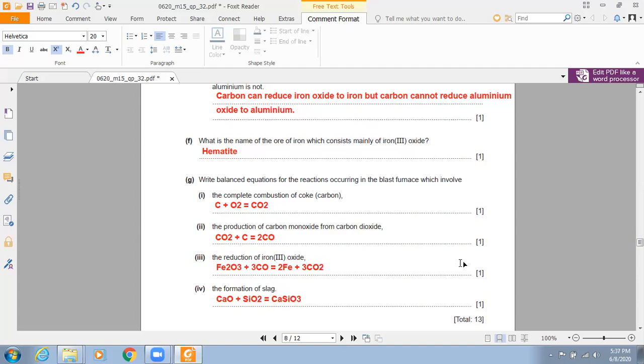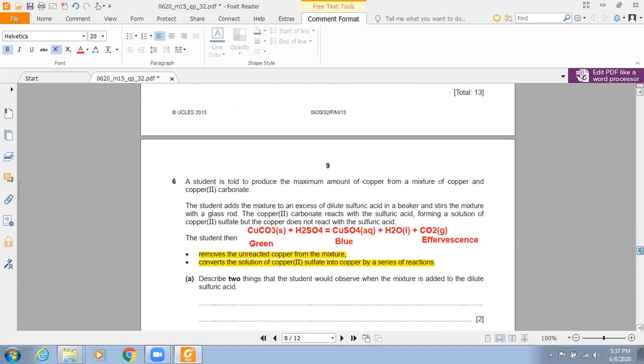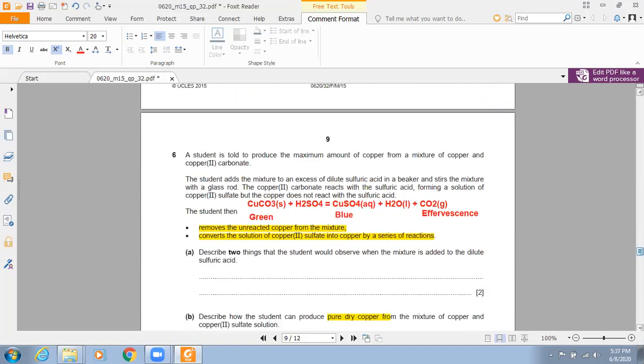Next, the formation of slag. So calcium oxide plus silica will form calcium silicate, CaSiO3. Okay. The next question. Come to the next question.